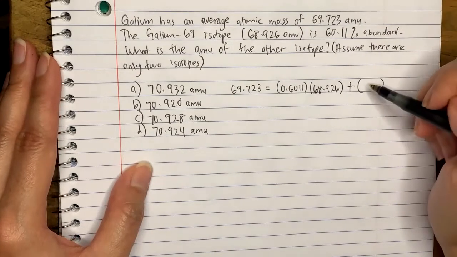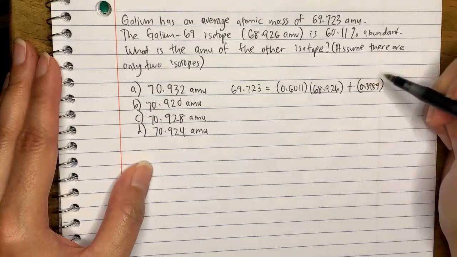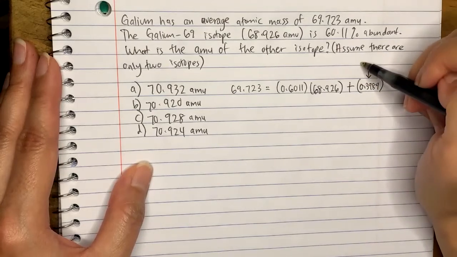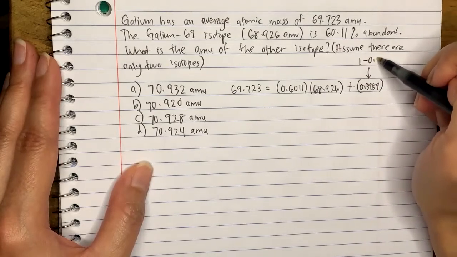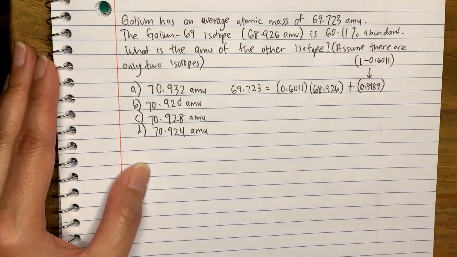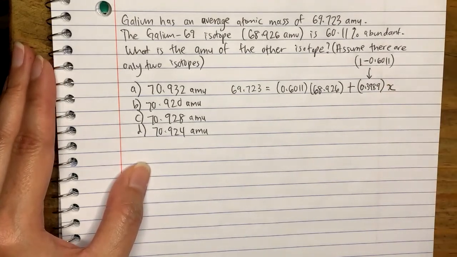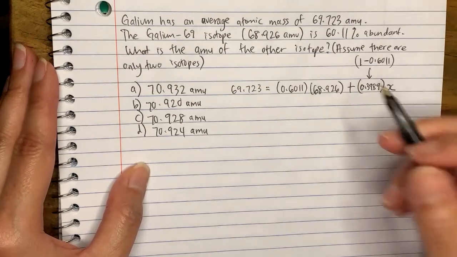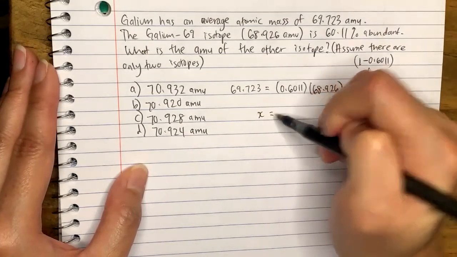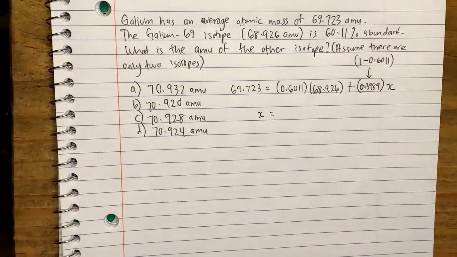you get 39.89%, okay? So I will go ahead and put down 0.3989. This one here, we get from 1 minus 0.6011, in case you forgot that. And then the mass of the second isotope, which is what we're looking for. I'm just going to call it X. So we're going to solve for X here without rounding at any step. You want to keep everything in your calculator, do it all in one operation.